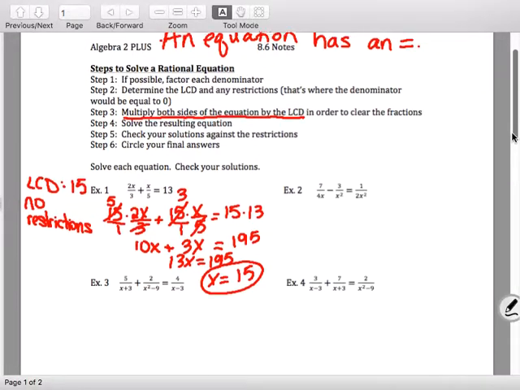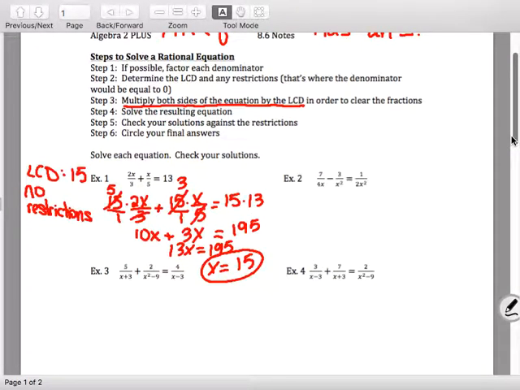All right, we're going to go through the steps again, okay? Step 1, if possible, factor each denominator. There's no factoring. Step 2, determine the LCD. So I look at all 3 denominators, 4x, x squared, 2x squared. Who feels confident about the LCD? What do you think it might be?